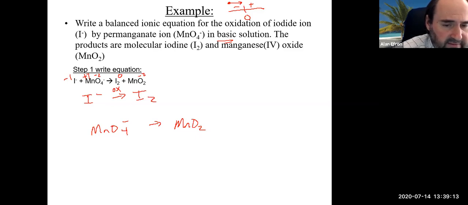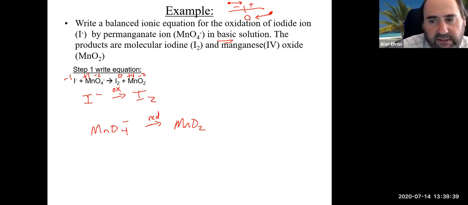There's 2 of them, which gives you 4. Here it has a +4. So in the case of the Mn, it's starting at +7 and heading towards +4, which is going in the left direction, and means that this is our reduction half reaction. Also means MnO4 minus there would be our oxidizing agent in this case.